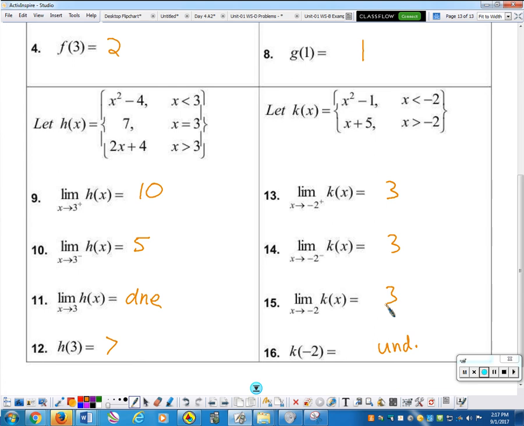So the limit's different. When I'm trying to figure out whether the limit as x approaches 1 exists or doesn't exist, I have to look at the value of the right-hand limit and the left-hand limit. Is that what you mean? Yeah, can you define it?